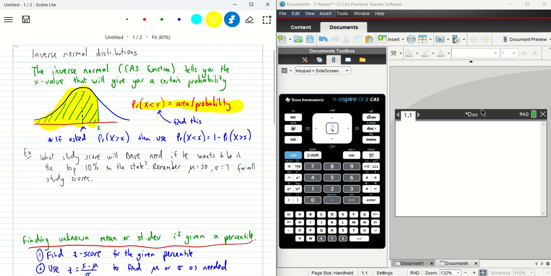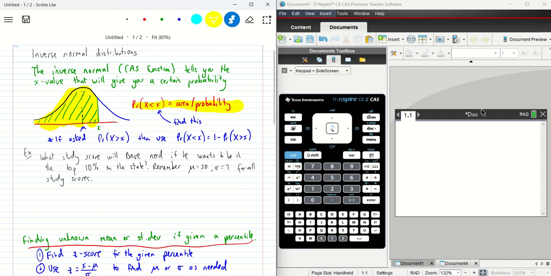Given an area, the calculator will say what's the probability up to that value X. Like I said, it's going to give you that value of X that gives you a certain probability. Hope that makes sense.